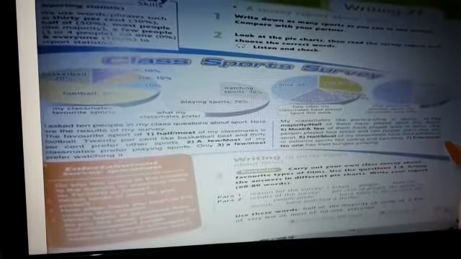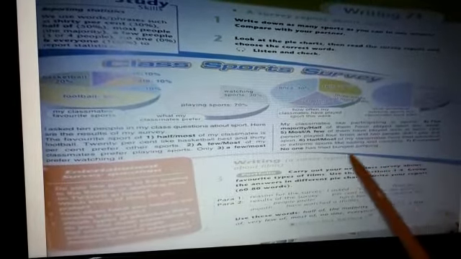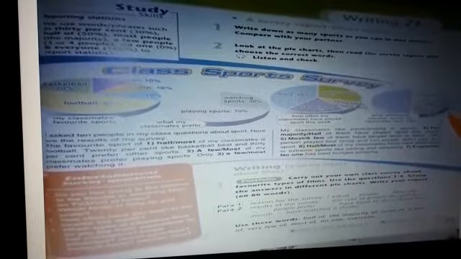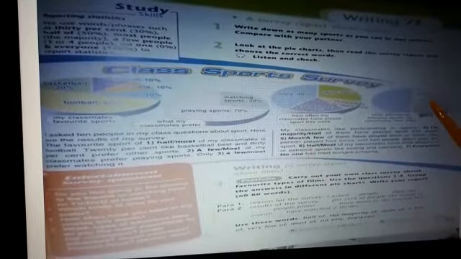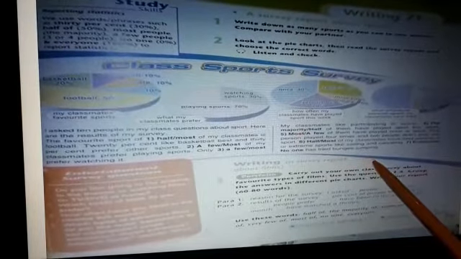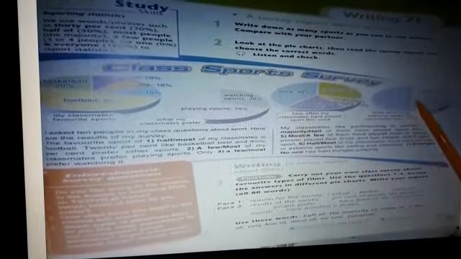And half of my classmates have tried adventure or extreme sports like sailing and canoeing. So we have here 50% in the fourth chart. And no one has tried bungee jumping.